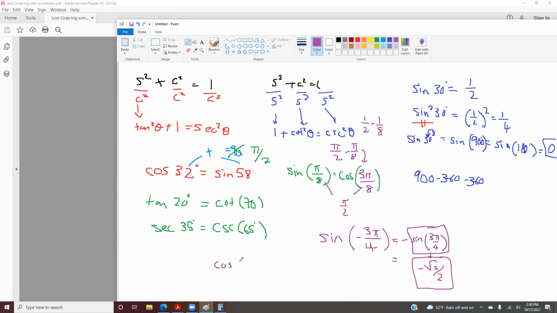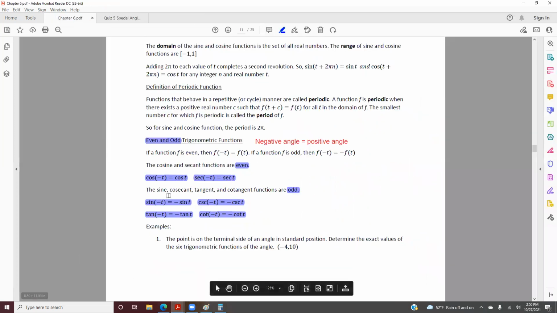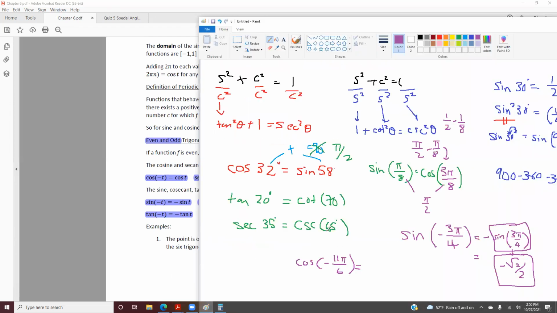What happens if I ask you for cosine of negative 11π over 6? So cosine, if you refer to the notes, in this case, does the negative disappear or does the negative come out in front? What do you think about cosine? Disappear. So it's an even function. So this is actually the same thing as cosine 11π over 6. So the negative does disappear.